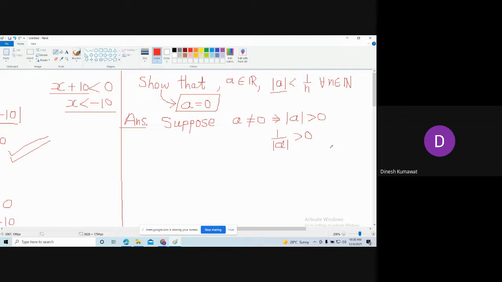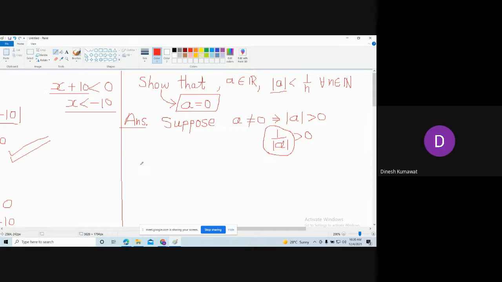अब पता चला क्या यूज करेंगे, या अभी भी नहीं पता चला? What is this number 1 upon mod A? This number belongs to which set? Real number. A real number. And what we know, if a real number is bigger than 0, then which property we are going to use?